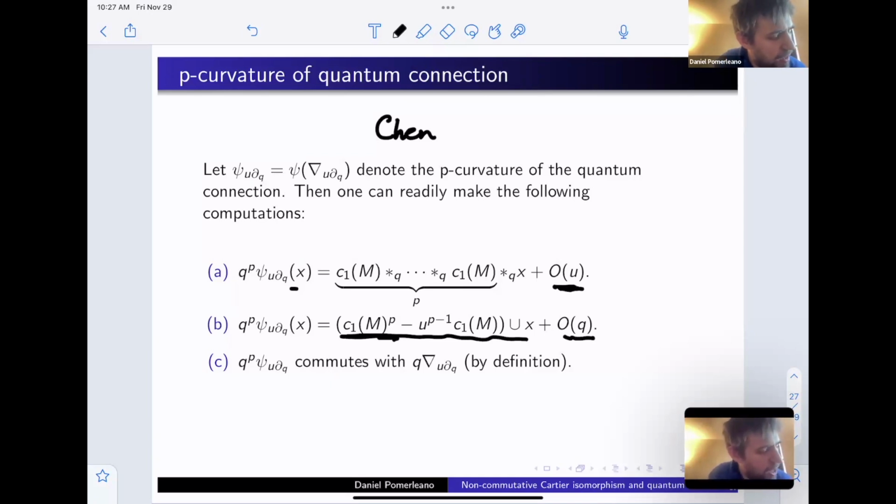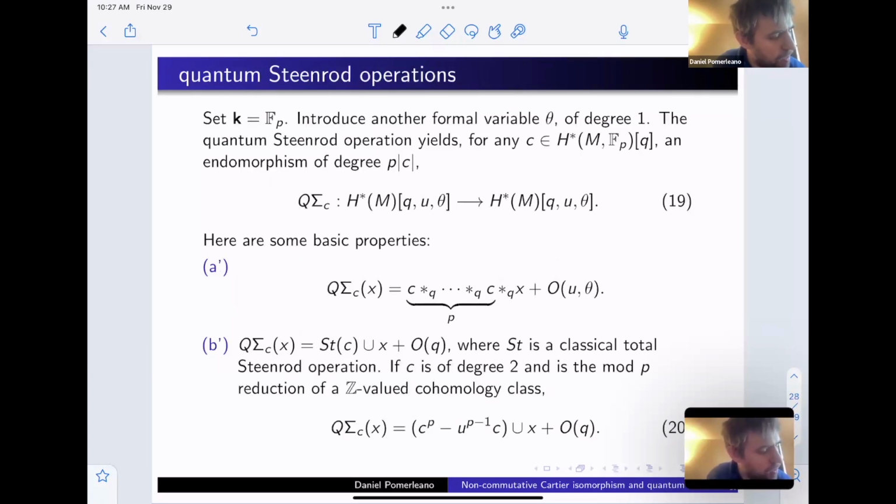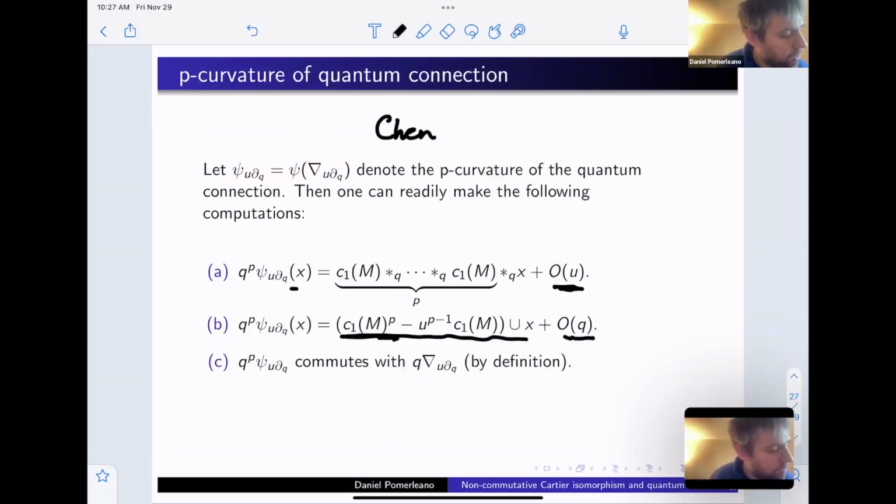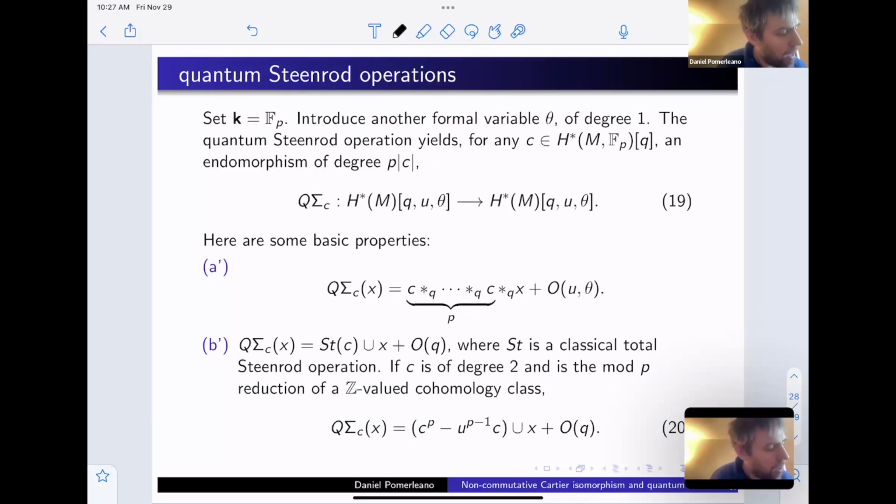What both Chen Zihong and his other graduate student Jae-hee Lee, who was maybe the first person to notice the similarity between quantum Steenrod operations, and I don't have time to really say what these are, but these are quantum deformations of the total Steenrod operation. What Jae-hee and Zihong noticed is that these properties of the P-curvature, if one just calculates the P-curvature, are exactly the same as what one gets from the quantum Steenrod operation.